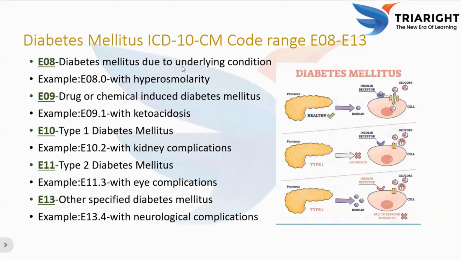And the next code is E09, nothing but drug or chemical induced diabetes mellitus. This is caused by certain drugs or chemicals like steroids or toxins. So here diabetes mellitus is caused by taking drugs or chemicals. The pancreas or insulin function is affected by the medication you have taken. For example, E09.1, diabetes with ketoacidosis. When the body breaks down fat for energy instead of sugar, it is named ketoacidosis.